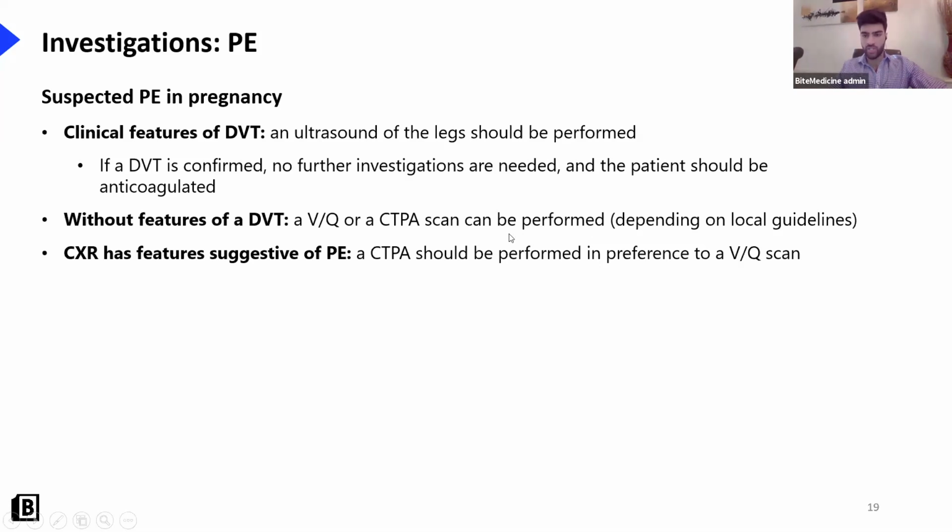can be performed, but that depends on local guidelines. The Royal College of Obstetrics and Gynecologists do not actually state whether you should do a VQ or a CTPA scan. They say it depends on your local guidance. So it's not that clear cut. If the chest X-ray has features suggestive of a PE, then you should progress to doing a CTPA. Which of these carries a bigger risk to the baby, a VQ scan or a CTPA scan?